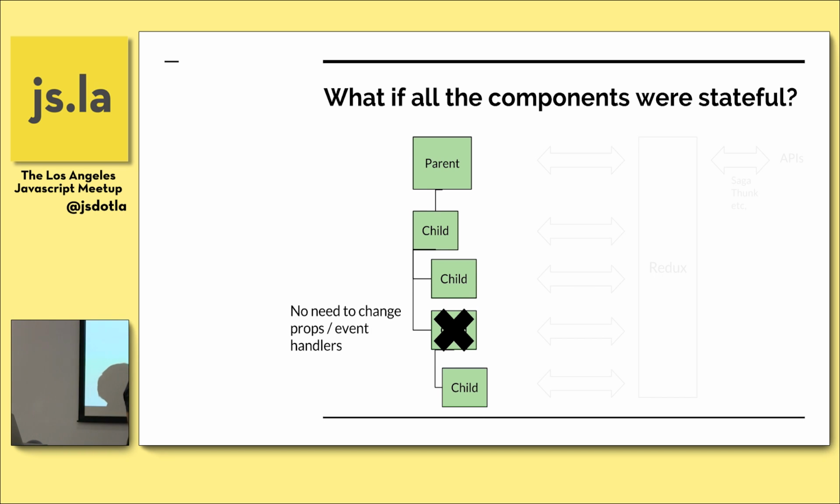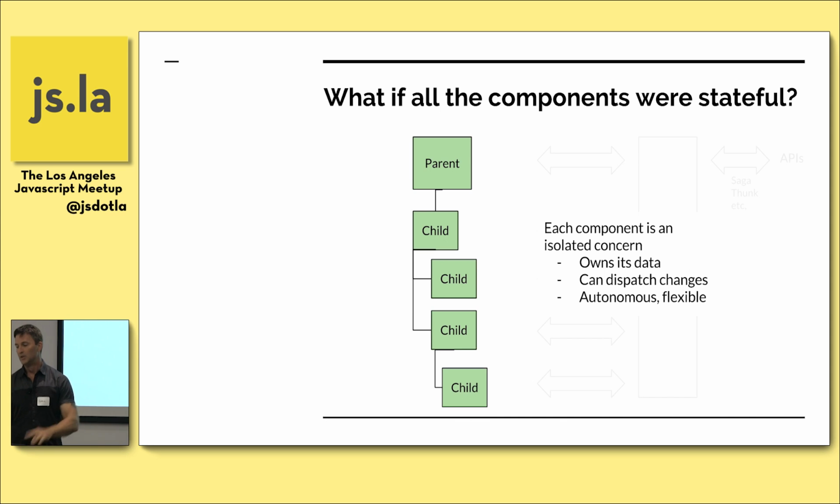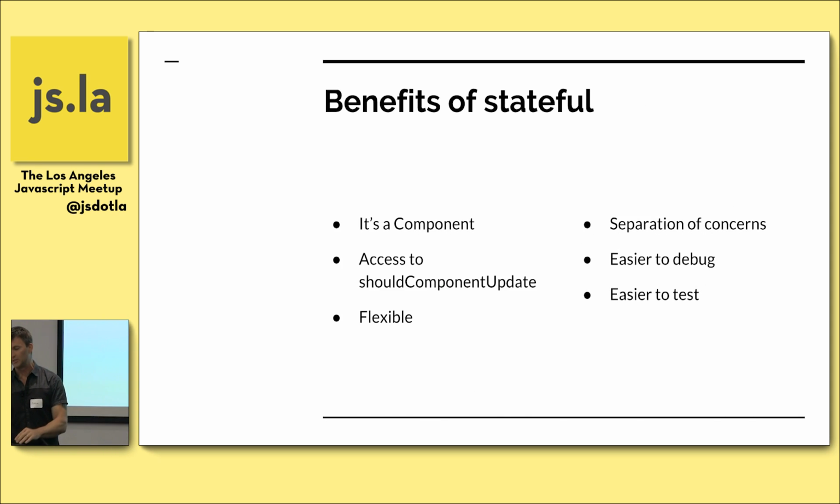It's true, there may be some very small amount of properties like an ID. Maybe I'm passing a user ID, or maybe I'm getting a user ID from state, or from the URL, who knows? It's possible and totally legitimate that I might be passing one single small identifier down through the thing, but the difference between that and passing a whole entire user profile with all of its data is pretty significant. So each component owns its own data, it can dispatch its changes on its own, it's autonomous, it's flexible, and separation of concerns is not violated.